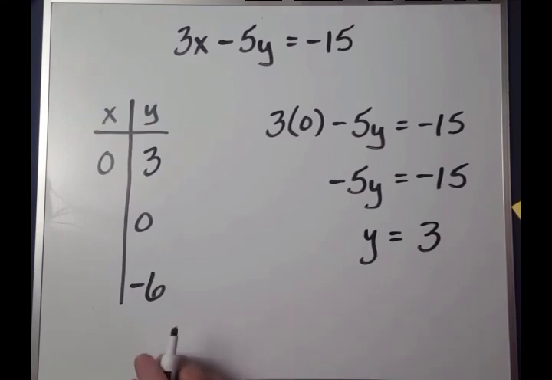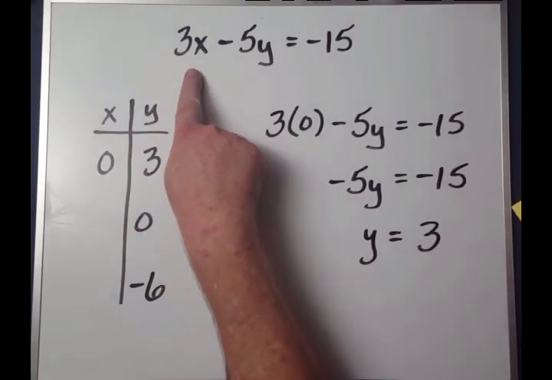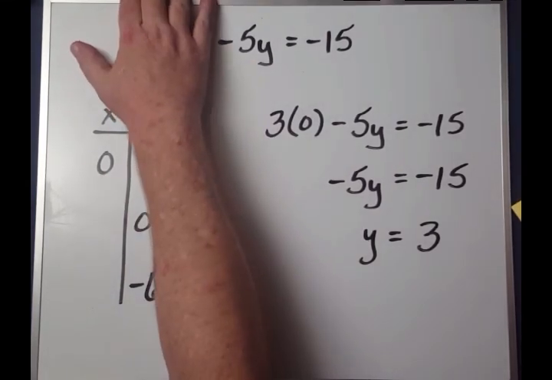Now I want you to look at this. I like plugging in zeros to equations like this because here's what happens. And we just saw it. When you plug 0 in for x, the x term disappears, and you are left with negative 5y equals negative 15. I think we can typically do those in our head. Divide both sides by negative 5. We've got what? y equals 3.